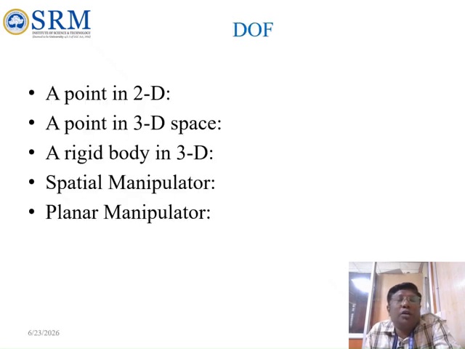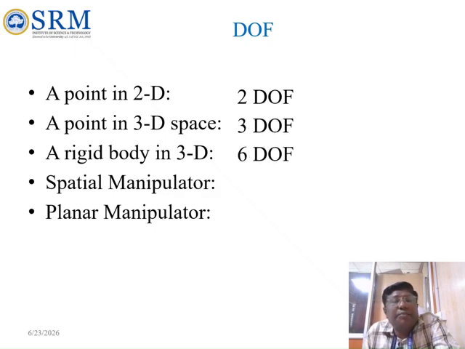So further it can be extended to a point in 2D, a point in 3D space, a rigid body in 3D space, a spatial manipulator, and a parallel manipulator. A point in 2D has 2 degrees of freedom, a point in 3D has 3 degrees of freedom, a rigid body in 3D will have 6 degrees of freedom, a spatial manipulator will have 6 degrees of freedom, and a planar manipulator will have 3 degrees of freedom.